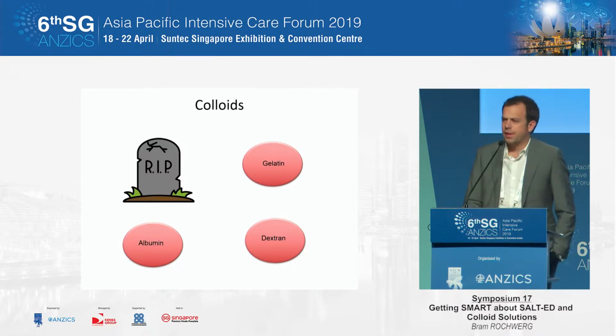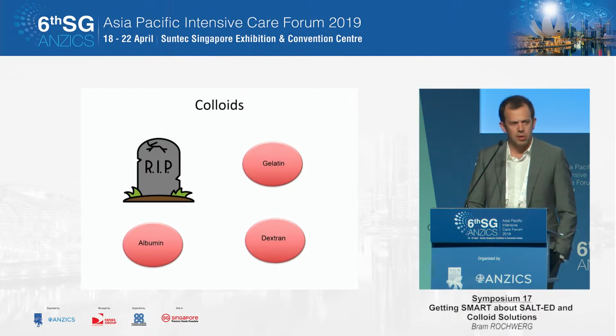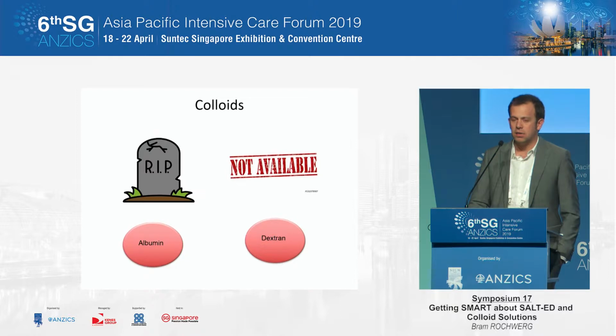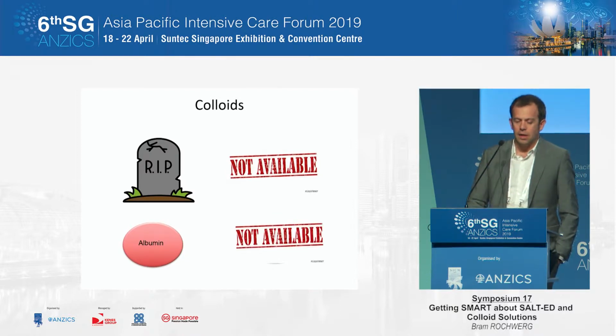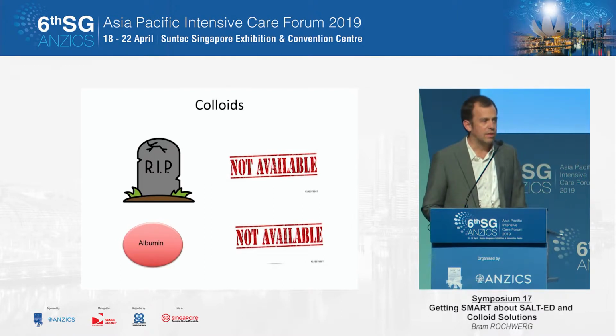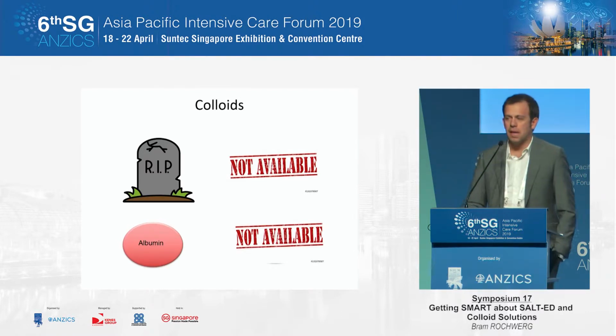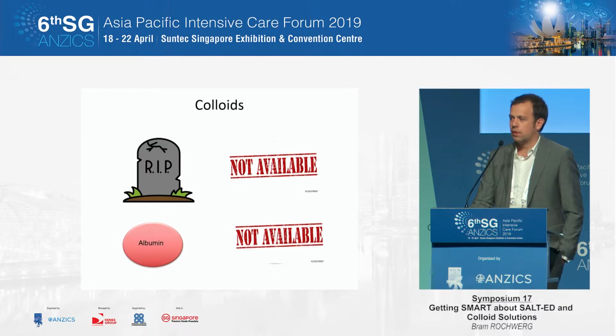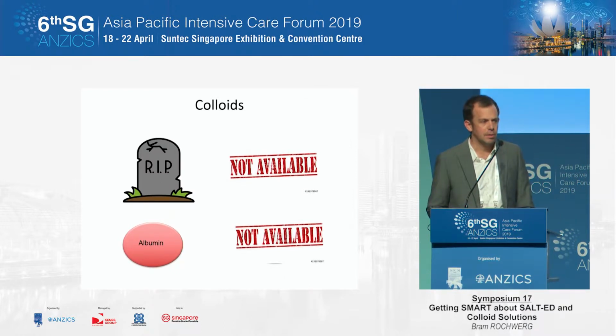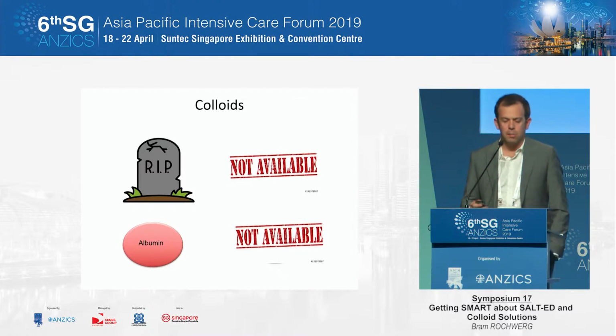Gelatin and dextran both have very poor data in terms of efficacy, and I'm not sure about here in Singapore, but at least where I practice back home in Canada, neither is available given the costs and the lack of benefit. When we talk about colloids, this really leaves us with albumin as the main potential colloid that we might administer to critically ill patients. Really speaking about 5% albumin. The hyper-oncotic 25% albumins are less commonly used as resuscitative fluids.